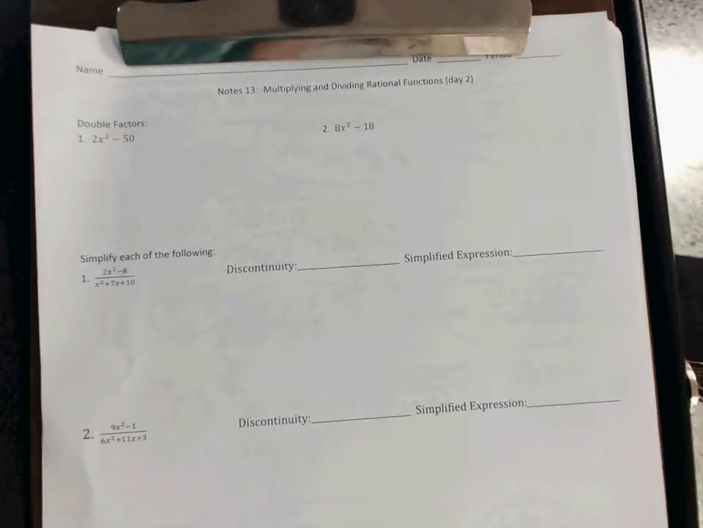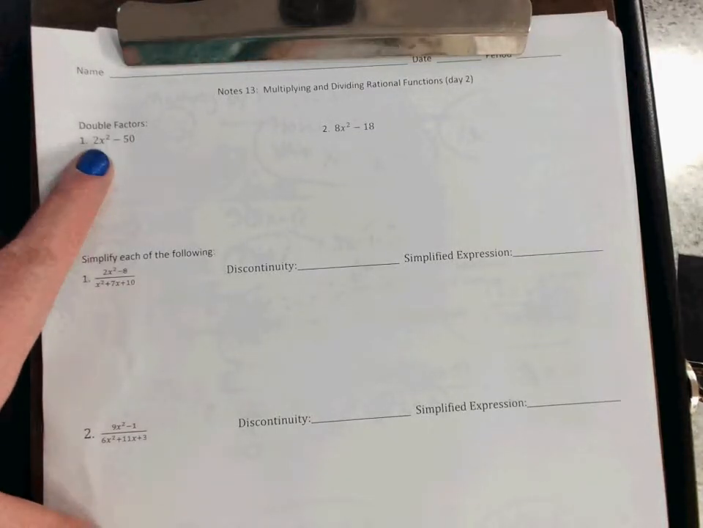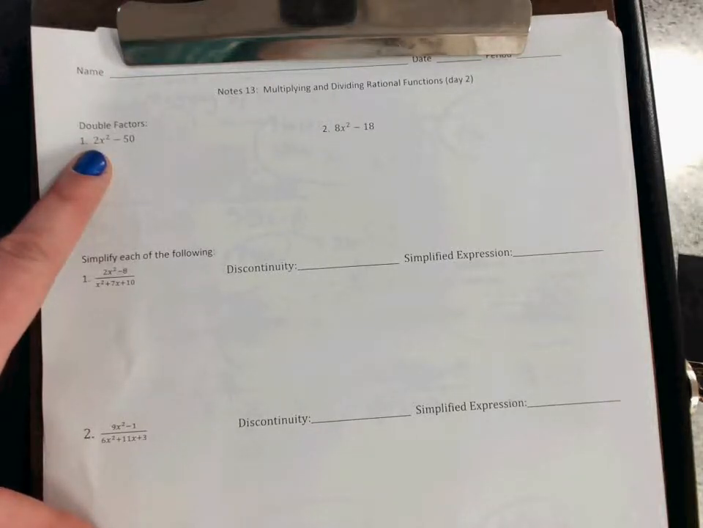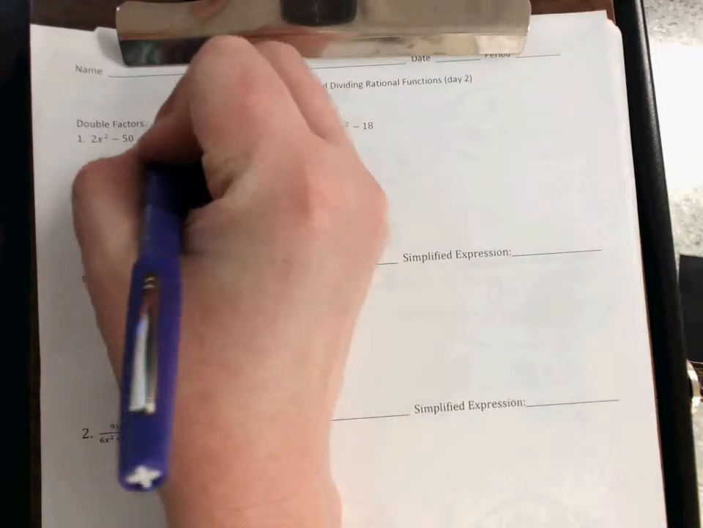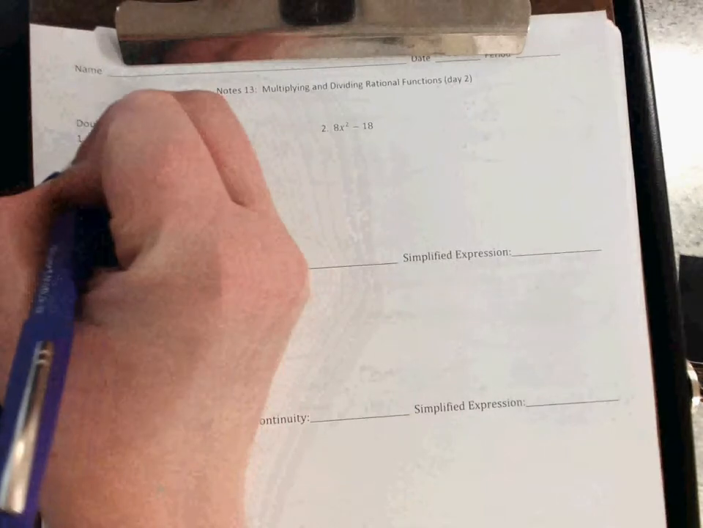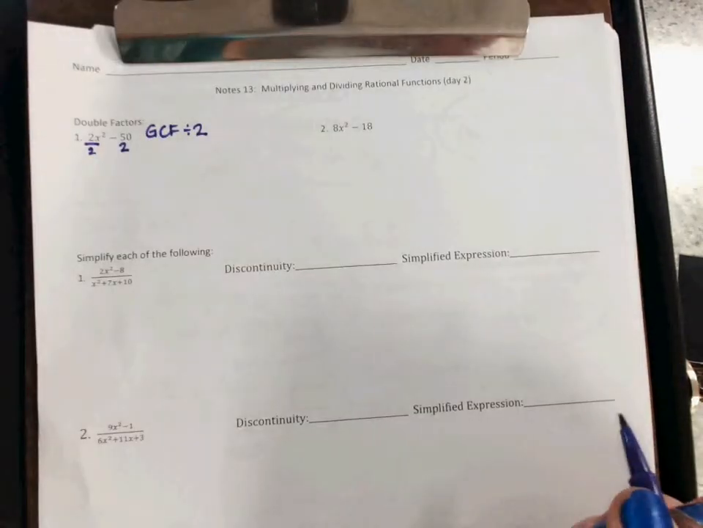It almost looks like perfect squares, right? But it's not, because I can't square root 2 and I can't square root 50. But what do they have in common? They both can divide by 2. That's right. So divide them both by 2 first. So that would be a GCF. And so when I divide by 2 on both of these, what do I have left over?